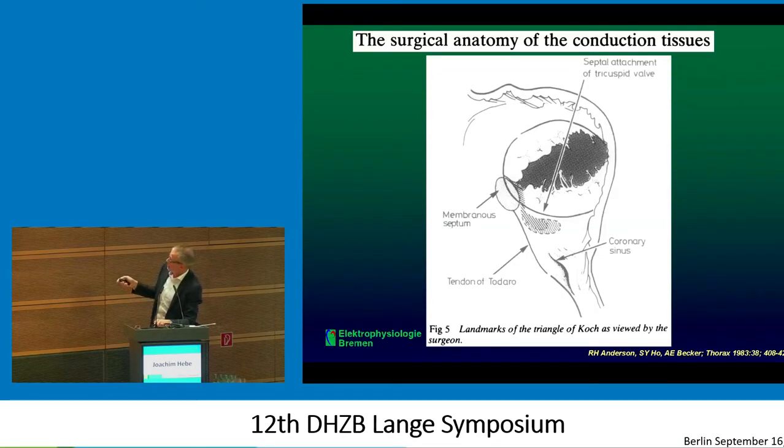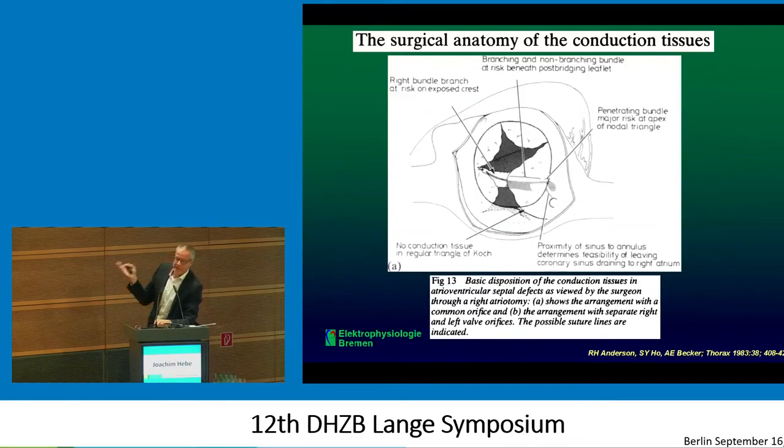This is the typical anatomy of the tricuspid ring, membranous septum. We have here the typical borders of the triangle of Koch: coronary sinus roof, the tricuspid valve annulus, the septal portion, and the tendon of Todaro. And if we have the same situation in a patient with, for example, a complete AV canal defect, all these markers are gone. This would be, by definition, the area where we would expect the compact AV node to be placed, but as mentioned before, it's placed ventricularwards.